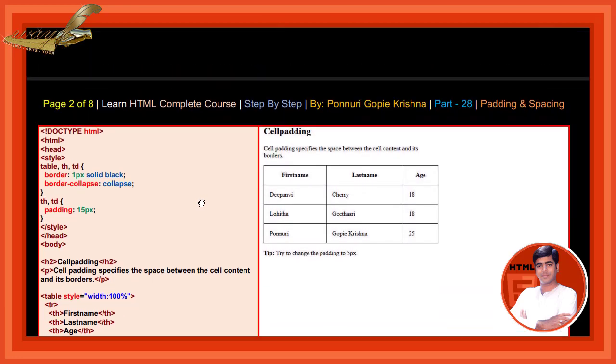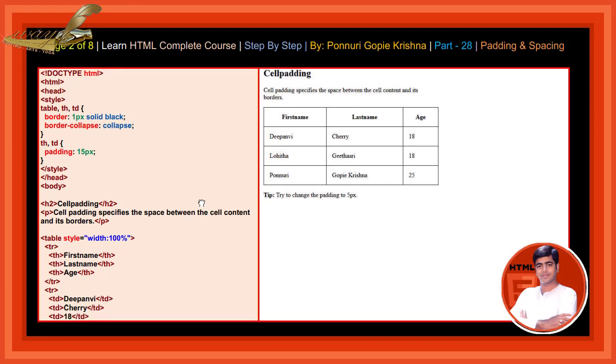the result returns this. Cell padding specifies the space between the cell content and its border. First name, last name, Deepanvi, Cherry, 18. Try to change the padding to 5 pixels. Let us do next.